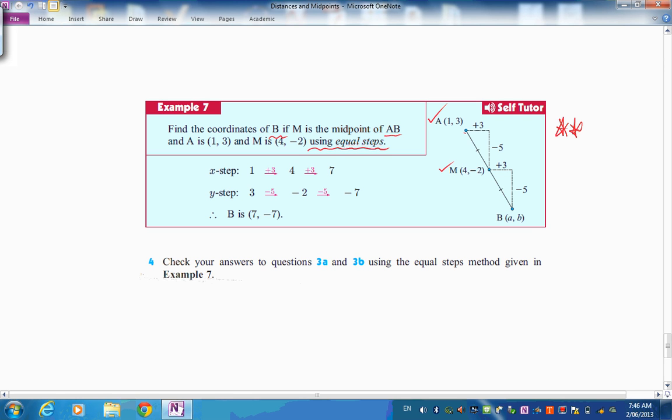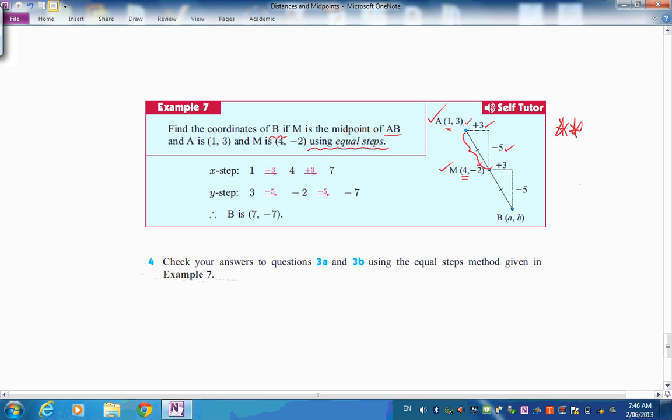If we know going from A to M, the middle point, how far have we gone? Well, in X land, let's take them away. It's 4, take 1. We've moved across 3 in X land. And then how far down have we moved? Moved from 3 down to -2. Can you see -2 take 3? The Y step is -5.